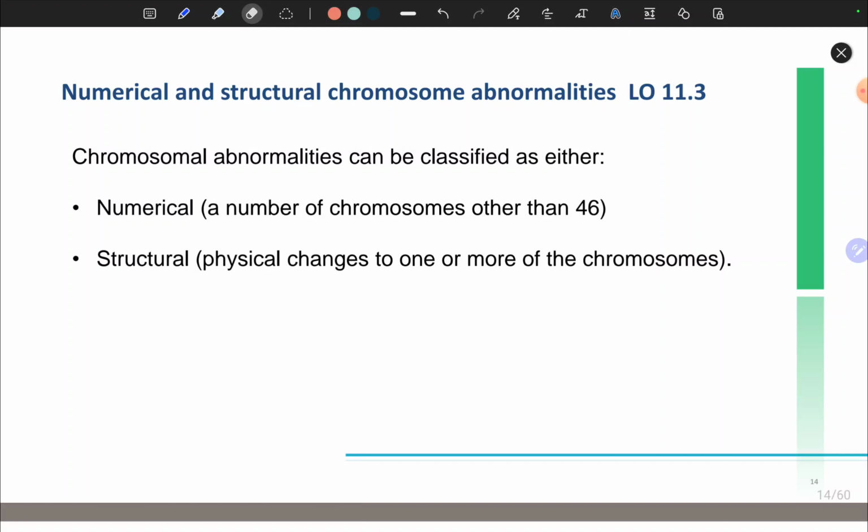Also, we have structural, where there is a physical change in one or more chromosomes. And we have diseases where the number is quite good, no problem with the number, but the position of the chromosomes is different. So there is a change in the structure of the chromosome.